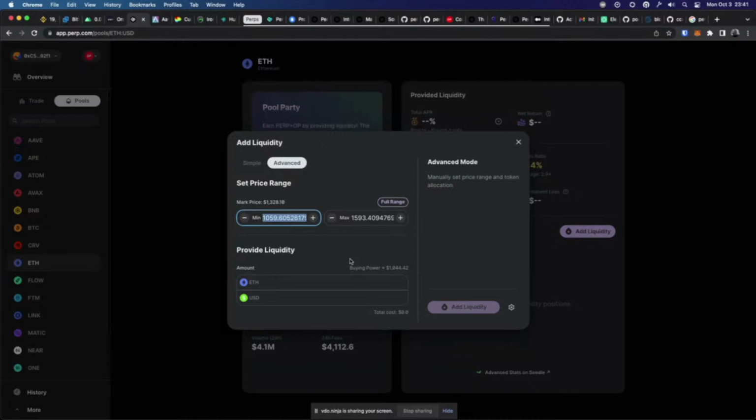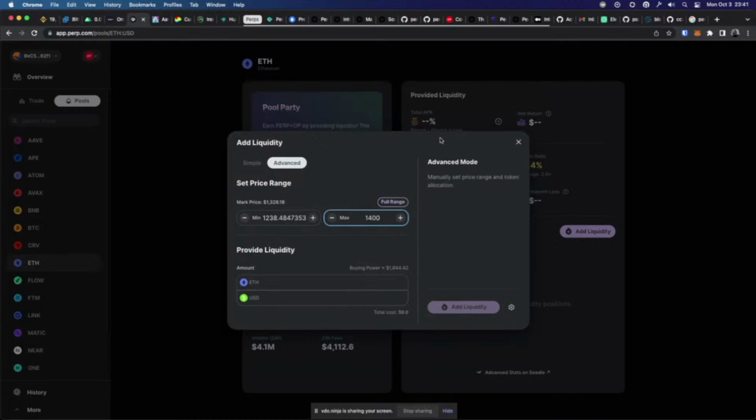Because in order to minimize impermanent loss, the price needs to come back to our starting point, or we need to offset that with some other rewards, and then we can just close the position whenever we want. So we're going to do, I said like 1235, I think. I don't remember, and 1400.